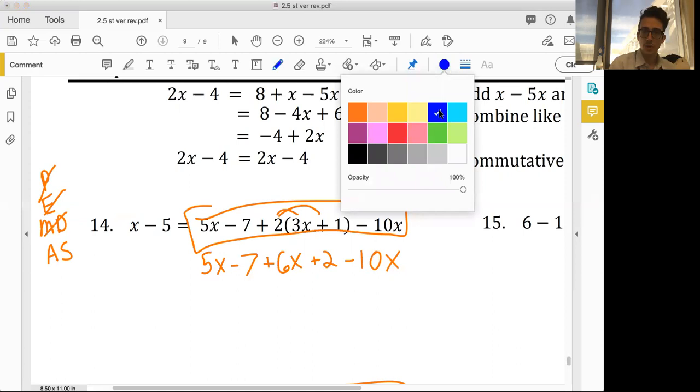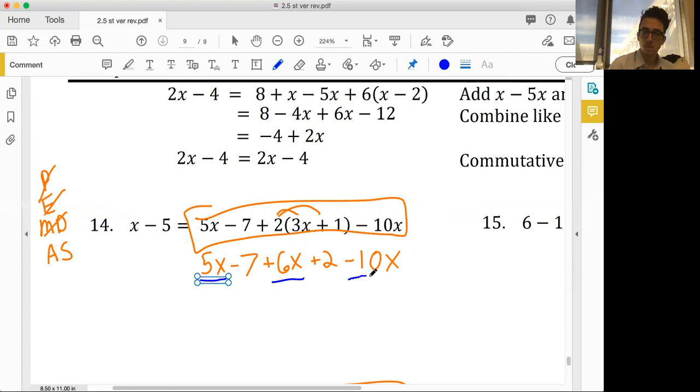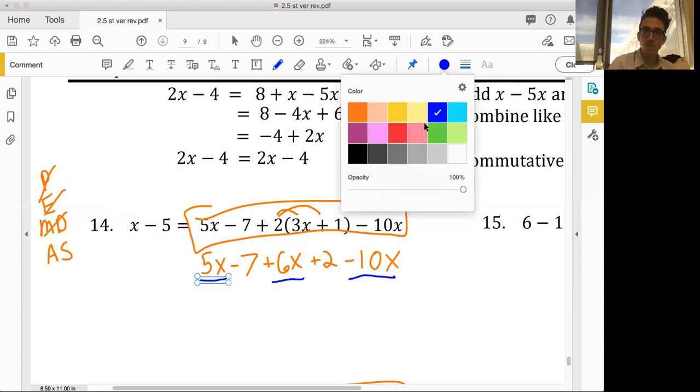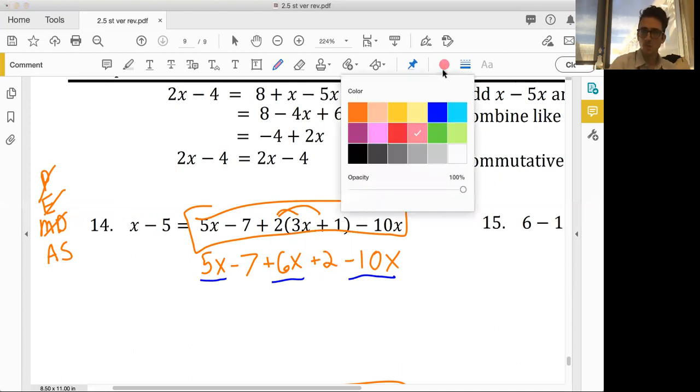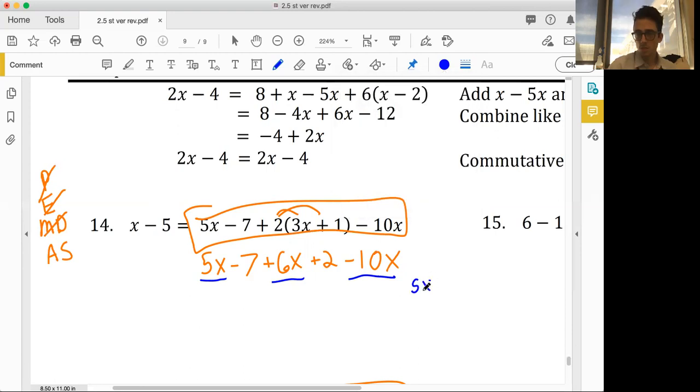For this, I'm going to color coordinate. I'm going to underline my x terms in blue. And then my constants, the other terms to focus on, in pink. Well, they were blue, you know. All right, so let's actually just focus on this. So looking at 5x plus 6x minus 10x. So maybe on the side, that might be something good to note. 5x plus 6x minus 10x. 5x plus 6x gets you 11x. Subtract 10x, this leaves you with just x, okay?